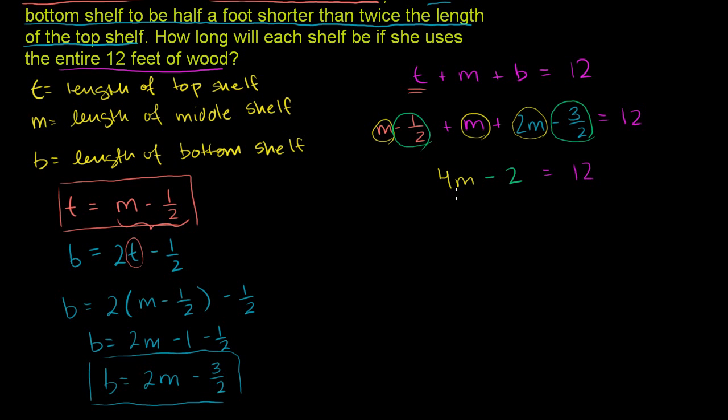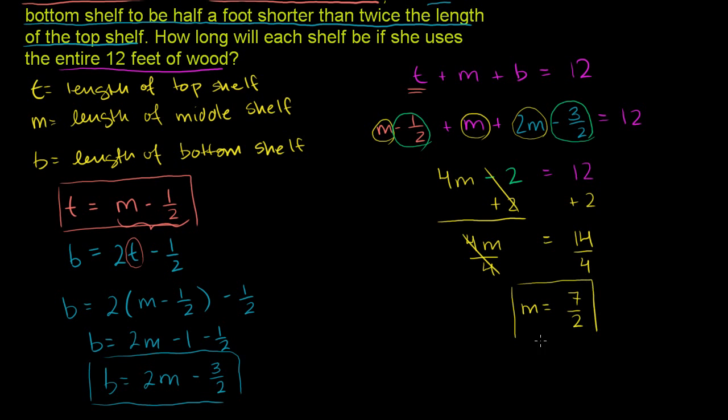Now we want to isolate just the m variable on one side of the equation. So let's add 2 to both sides to get rid of this 2 on the left-hand side. If we add 2 to both sides of this equation, the left-hand side, we're just left with 4m. These guys cancel out, is equal to 14. Now, divide both sides by 4. We get m is equal to 14 over 4, or we could call that 7/2 feet, because we're doing everything in feet. So we've solved for m, but now we still have to solve for t and b.